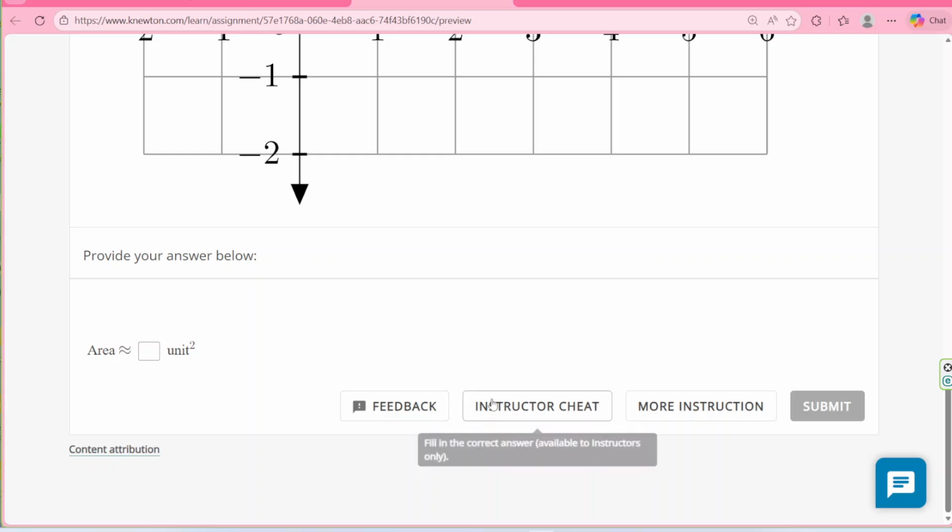Now I will have this instructor cheat button. Obviously you will not have that as a student, but you will also have a more instruction button. So if you're working on a particular objective question and you don't remember exactly what to do, you can click on more instruction and it'll take you to further reading or videos or both related to that objective, and hopefully that will help you.